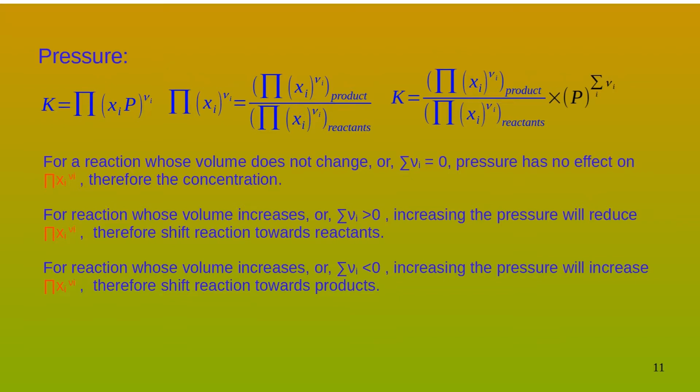Increasing the pressure will reduce the product of Xi raised to nu I. Why? Because K is constant, the temperature is fixed. It's but natural if we increase the pressure, this product has to reduce. And if this product has to reduce, it means the partial pressure of the products has to reduce. And therefore the reaction shifts towards the reactants.